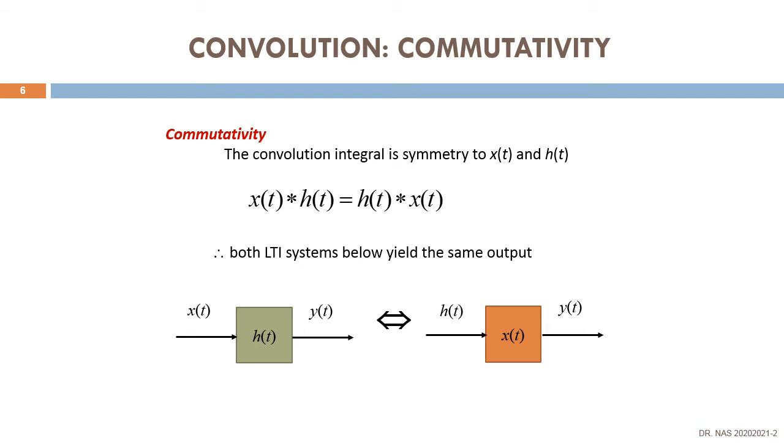This is the first property of convolution, commutativity, in which when you do the convolution of x convolved with h(t), it is basically equal to h(t) convolved with x(t), as represented in the figure below.